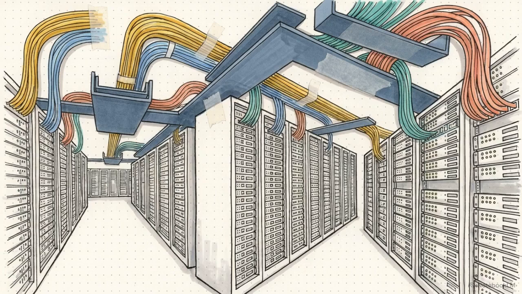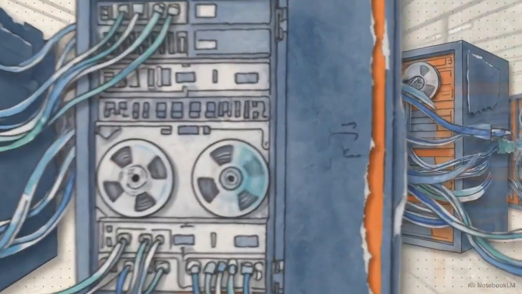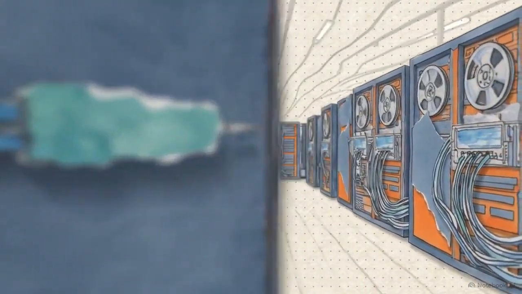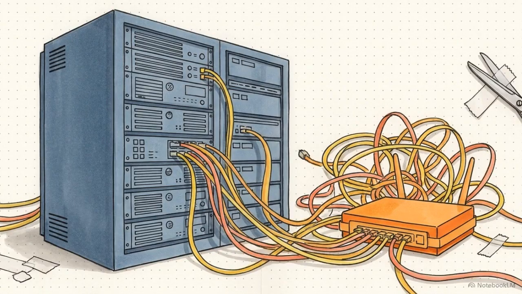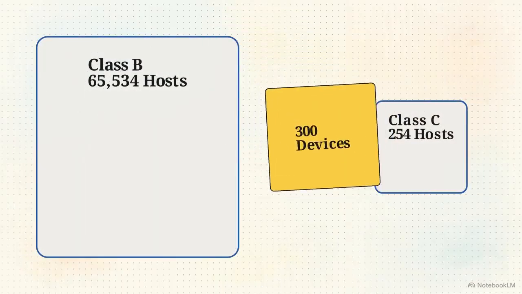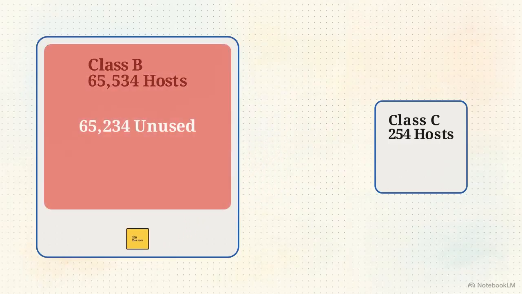specific organizational category. For the early internet, the class system provided the fast, predictable routing logic needed to move data at scale. However, as the network grew, these unyielding boundaries created massive address waste. If a company needed 300 addresses, they were too large for Class C, but far too small for Class B, leaving tens of thousands of addresses assigned but unused.